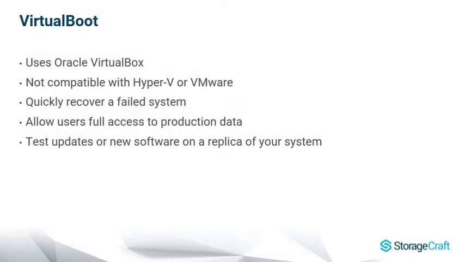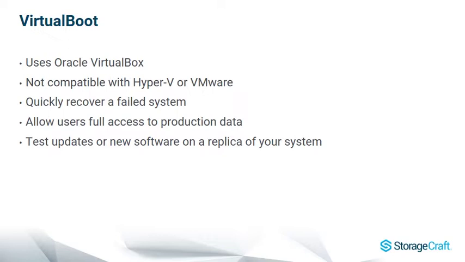As we discussed in the Protect Systems and Data module, VirtualBoot uses Oracle VirtualBox to create a temporary virtual machine using a ShadowProtect backup image as the virtual hard disk. Other environments, such as Hyper-V and VMware, are not compatible with VirtualBoot. Following VirtualBox installation, using VirtualBoot is easy and can take only minutes to get a machine up and running, regardless of the amount of data involved. For information regarding the installation of Oracle VirtualBox, see the VirtualBoot lesson in the Protect Systems and Data module.